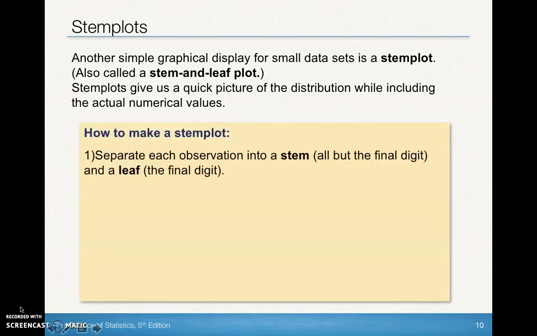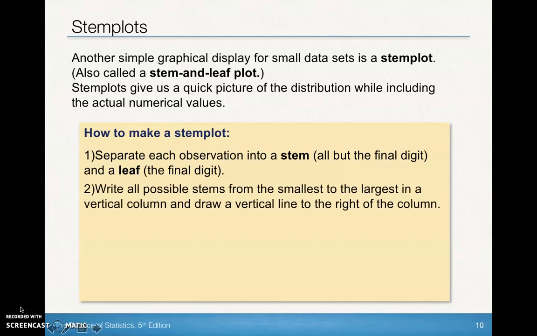So you start by separating the observations into stems. So everything but the final digit. So for example, the number 37, 3 is the stem and 7 is the leaf. Right? All the possible stems. So let's say your numbers go from 30 to 60. So all of your stems are going to be 3, 4, 5, and 6, like the tens place. And then all the leaves will be your ones places.